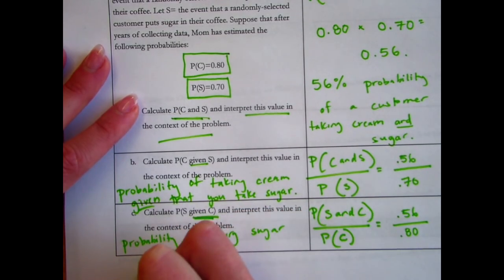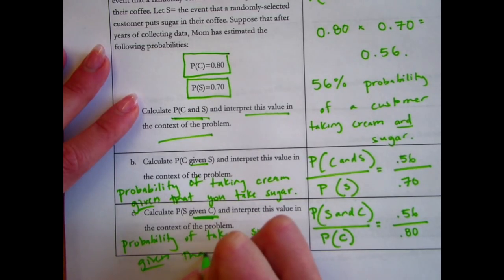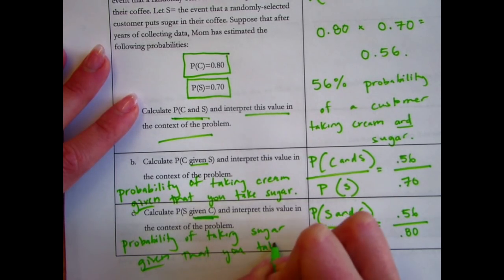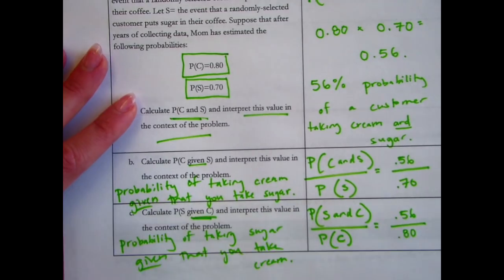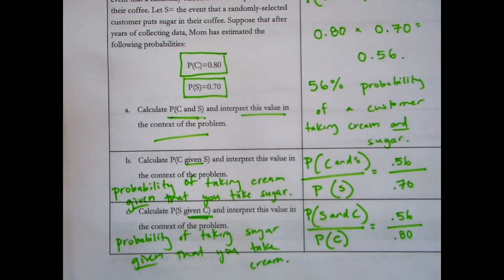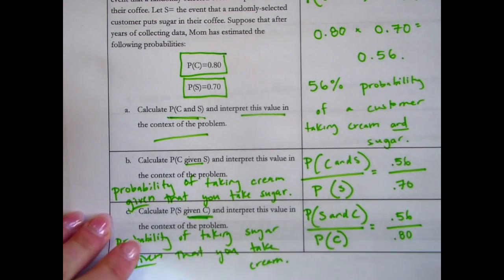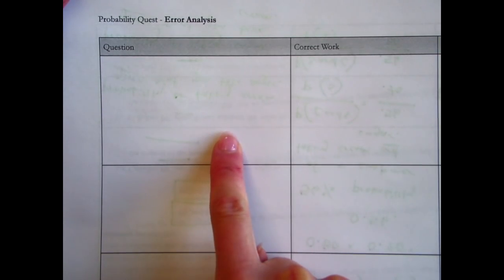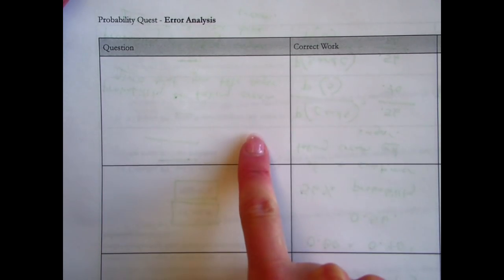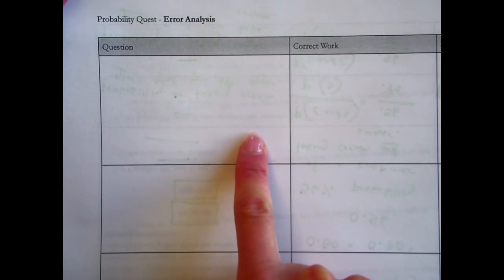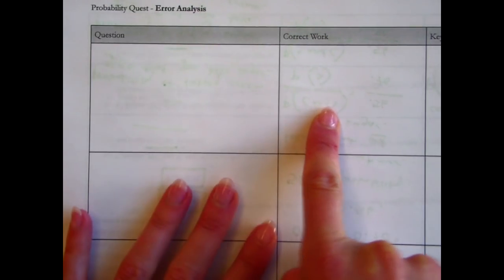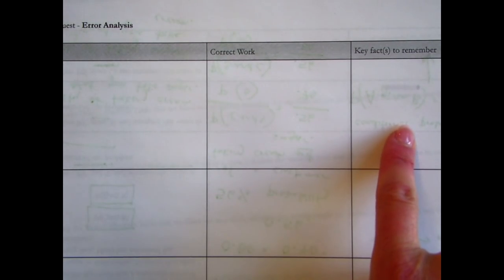Okay, so as you're watching this video, I'm passing around your graded quests. What I'd like you to do is flip over to the next page, find some errors in your quest, ask me, ask your partner. If you have questions, put the correct work here, and then whatever key fact to remember here. And then once you do that, you can go ahead and take the reflection survey, just reflecting on your experience with this quest. All right, thank you.